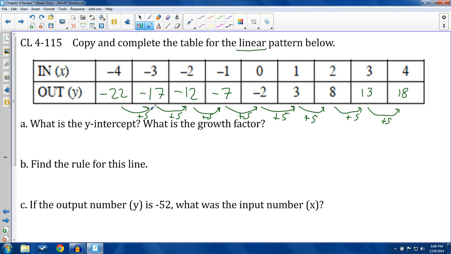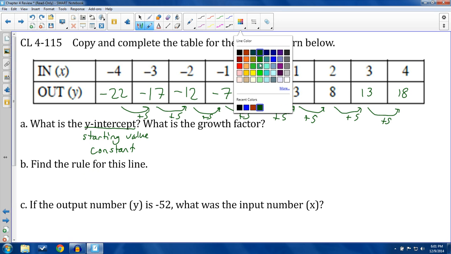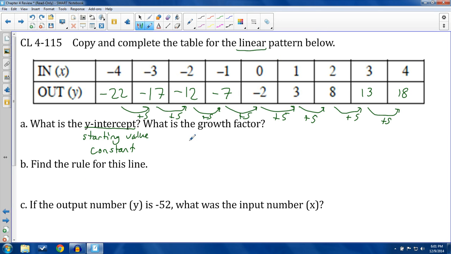Okay. Now I will show you the different way as soon as we get the rule, because I want to have those up so we can talk about growth factor this way, and then we'll do it the other way. What is the y-intercept? Think about y-intercept also as starting value. It's also known as a constant. Basically, it's the number when x equals 0, and we'll talk about that with the rule. Honestly, I wish we did the rule first. I understand why we're doing this because it helps you find the rule. But the y-intercept in this case is when x equals 0, and when x equals 0, y equals -2.